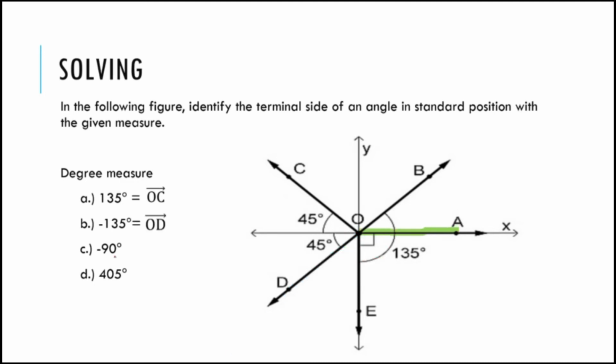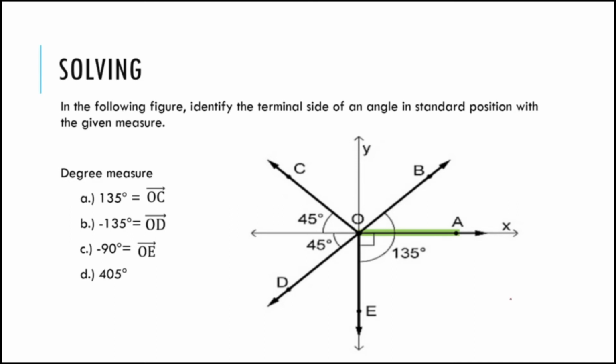For the third one, we have negative 90, so it's as easy as this. From this, you can say that the terminal side of the angle with the degree measure negative 90 degrees is the ray OE. And lastly, we have the degree measure of positive 405 degrees.